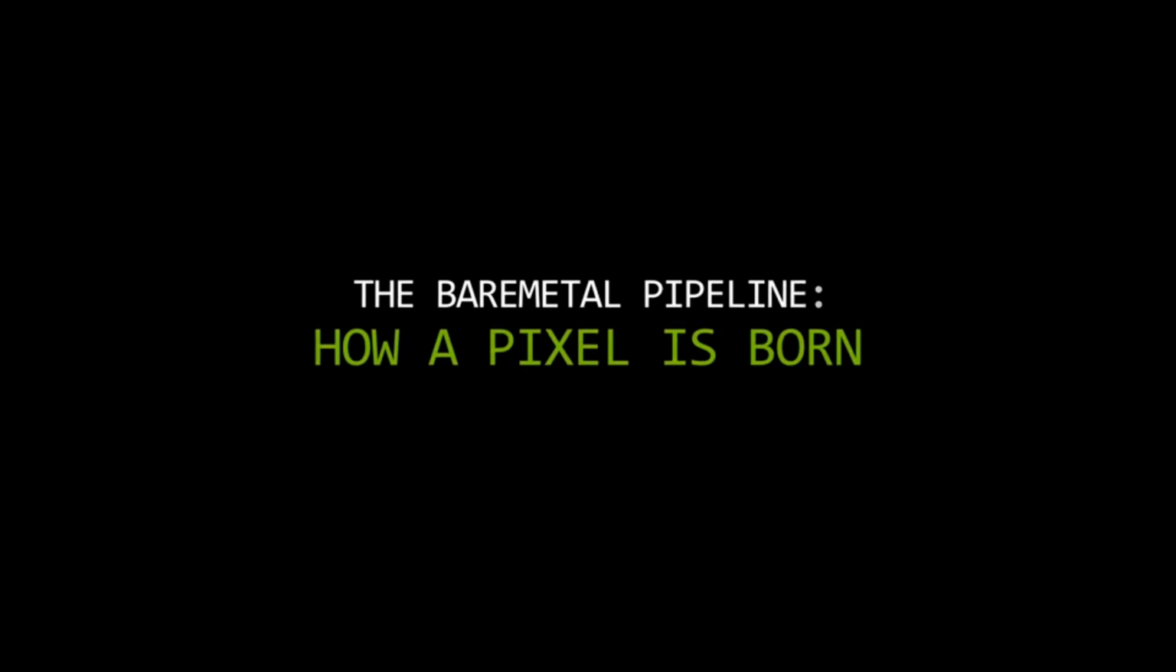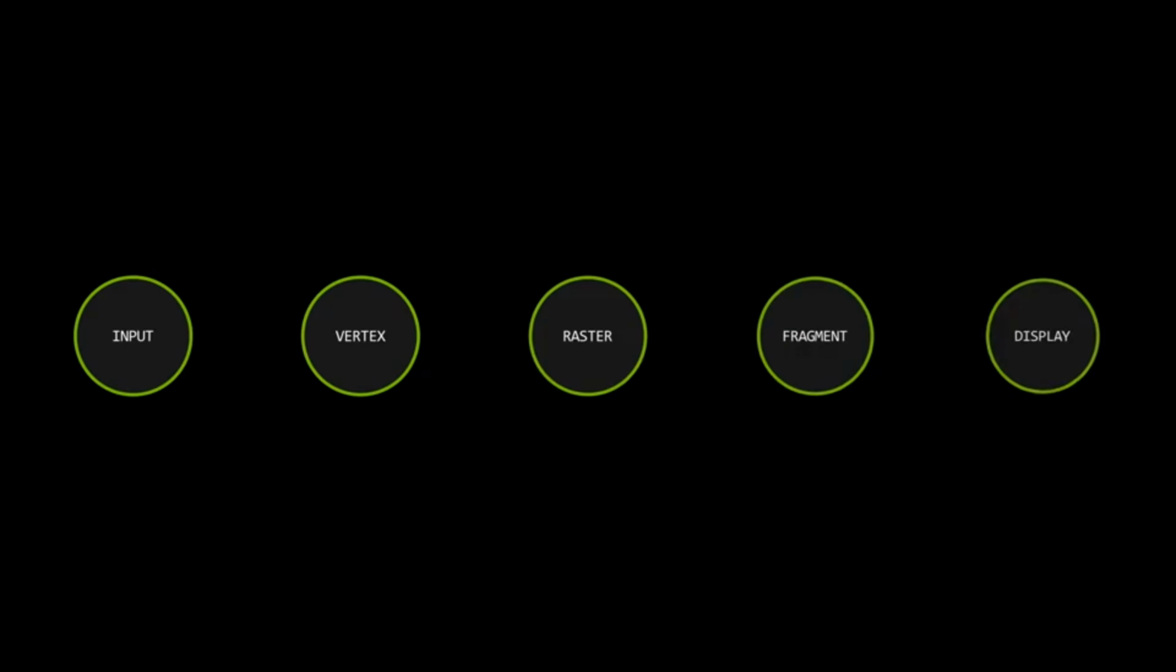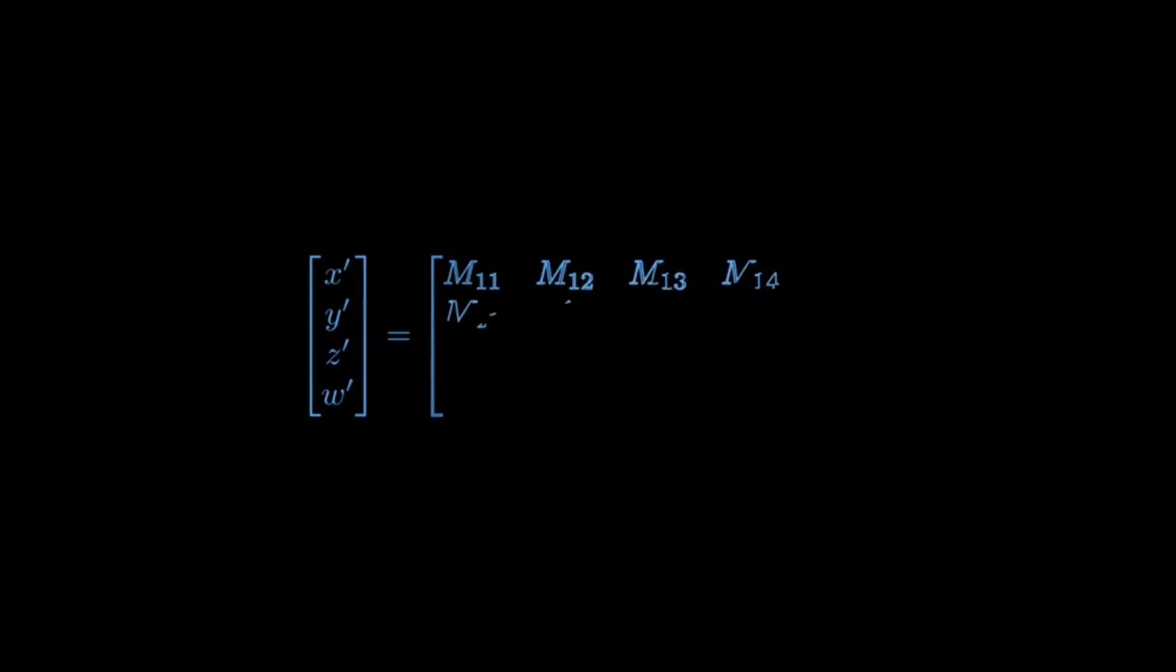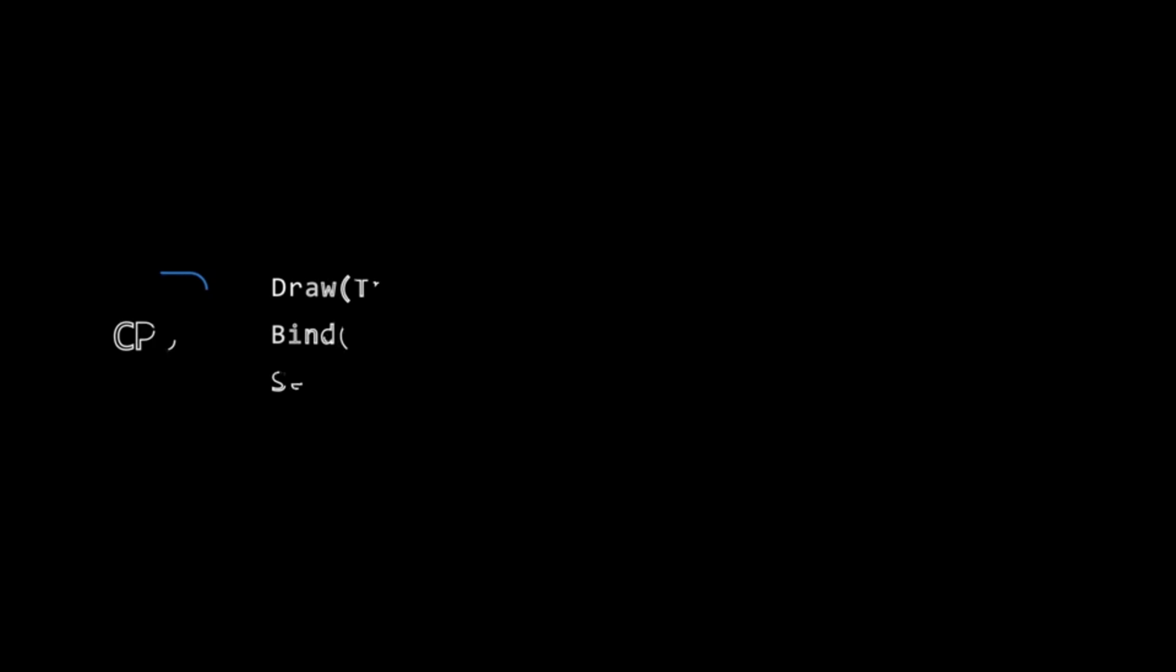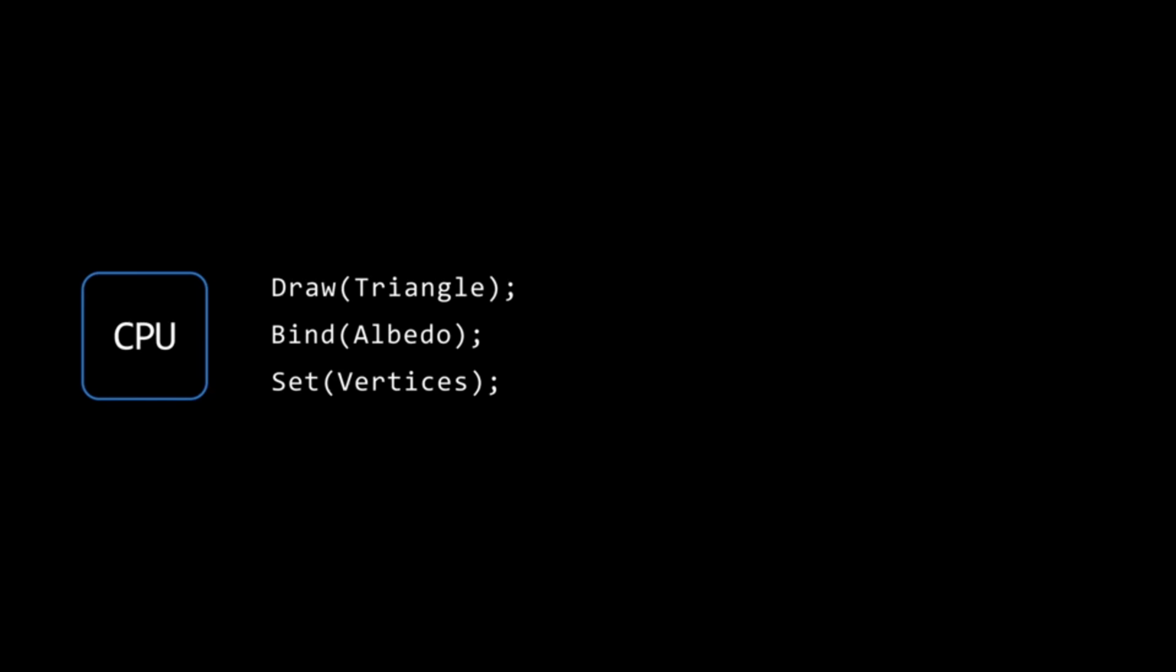When you play a game, your GPU isn't just drawing, it's orchestrating a massive multi-stage factory line. Today, we peel back the silicon to see how a single pixel is born from raw math. Everything starts with your CPU.